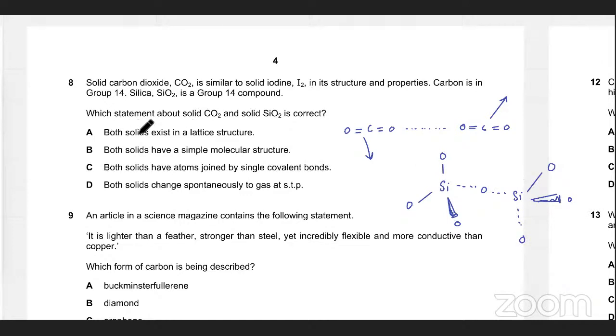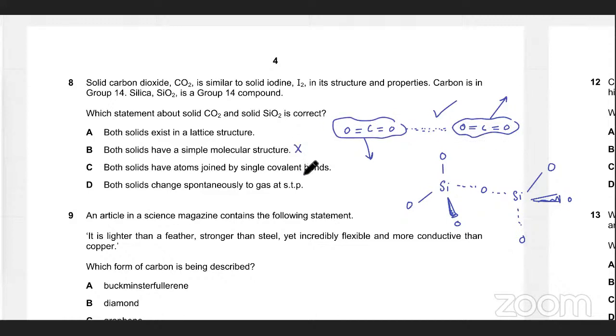So both solids... sorry, this is about solid carbon dioxide. In solid carbon dioxide, at lower temperature, the attractive forces would be stronger and they would be forming a lattice. Let's go through the options, because they're both solids. Solids always have a lattice structure. Both solids have a simple molecular structure? Only one of them has a simple molecular structure, so option B is incorrect.